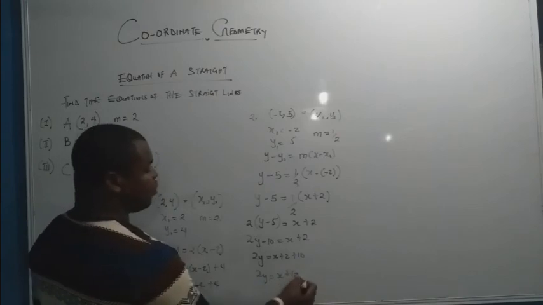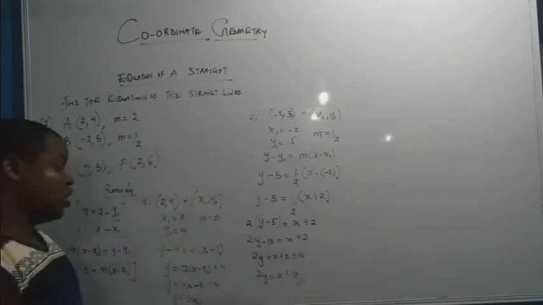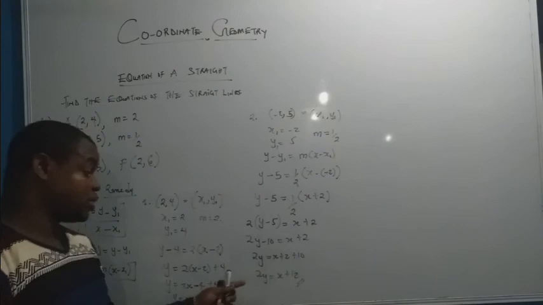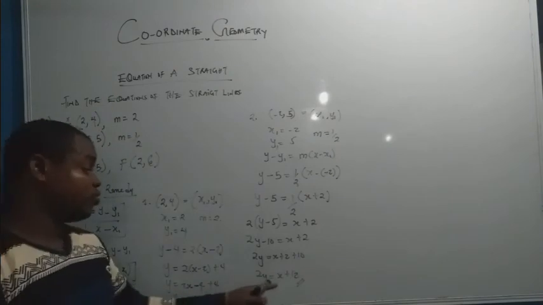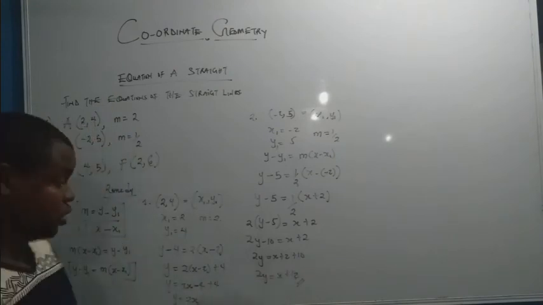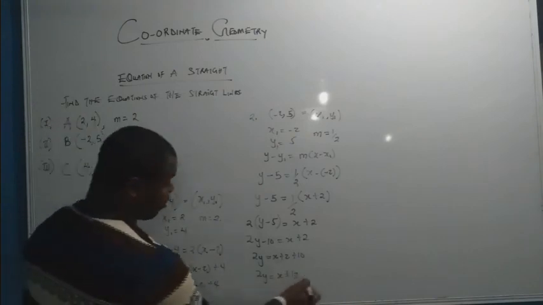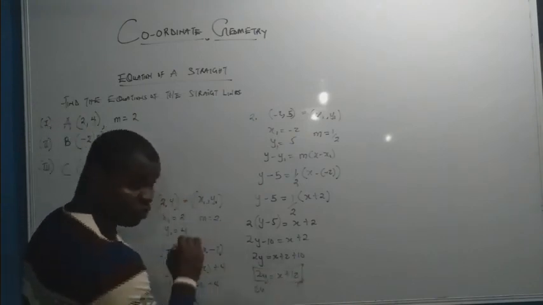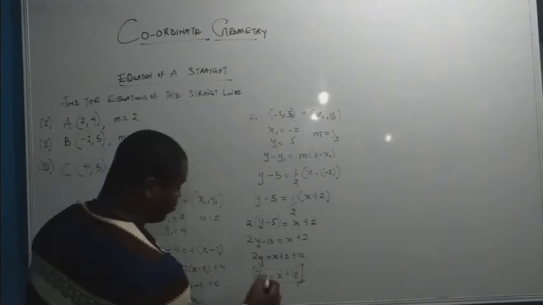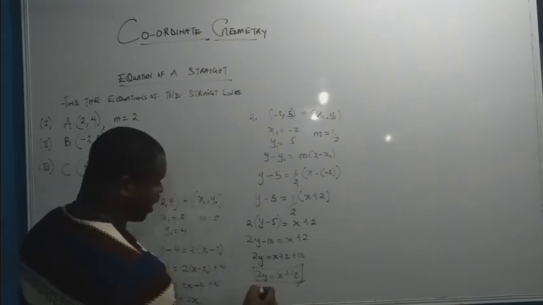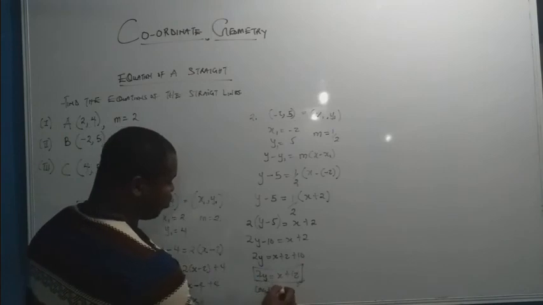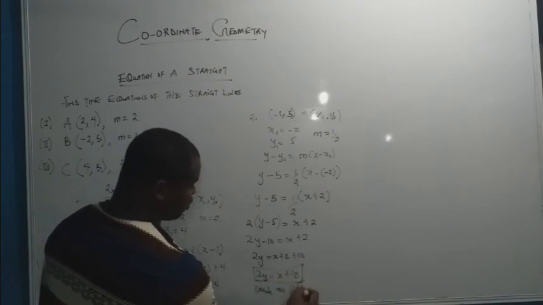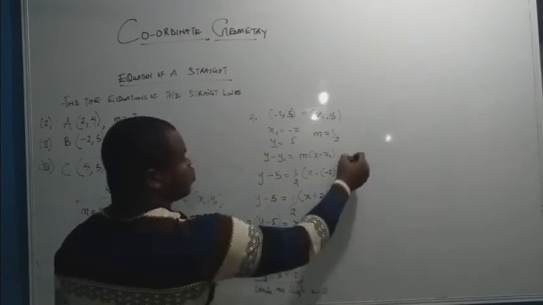Now you can leave it in this form, you are correct. Is that clear? But if you want to make y stand alone, you can have y is equal to x over 2 plus what? Plus 6. That's if we divide all through by what? If you leave it in this form, you are done. Okay? But if you want to go further, you can still do that. So divide all through by what? By 2.